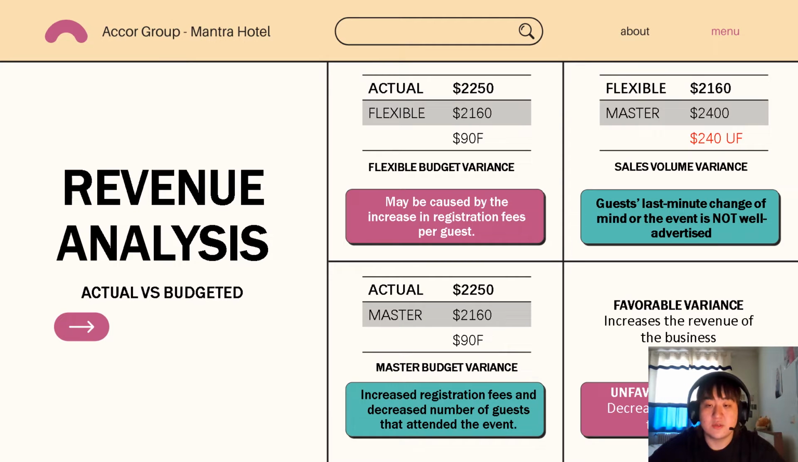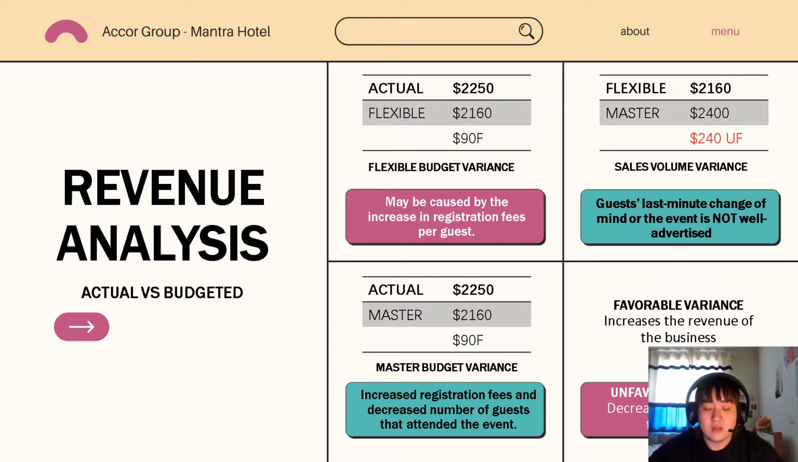Let's now proceed to the sales revenue variance analysis, which is composed of the flexible variance, sales volume variance, and master budget variance. For the flexible variance, or the sales price revenue variance, the computation reveals that there is a $90 favorable variance, which increases the revenue of the business. This occurs when the actual price at which the product is sold is different from the budgeted price set by the management, and it may be explained by the increase in rejection fees per guest.